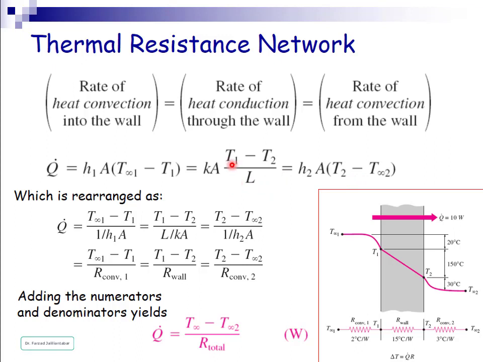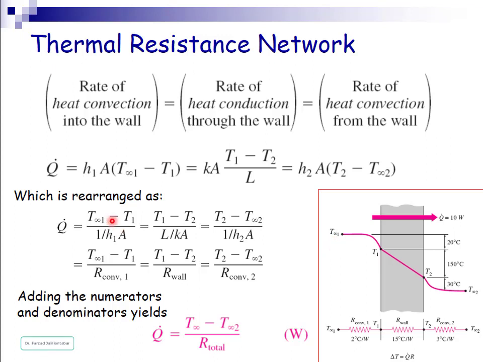We can write this. k is thermal conductivity, A is the surface area of the heat transfer of the wall. T1 and T2 are the temperatures at both sides of the wall, and T infinity 2 is the temperature of the fluid at the right side of the wall, and T infinity 1 is the temperature of the fluid at the left side of the wall, which is far enough from the surface of the wall.